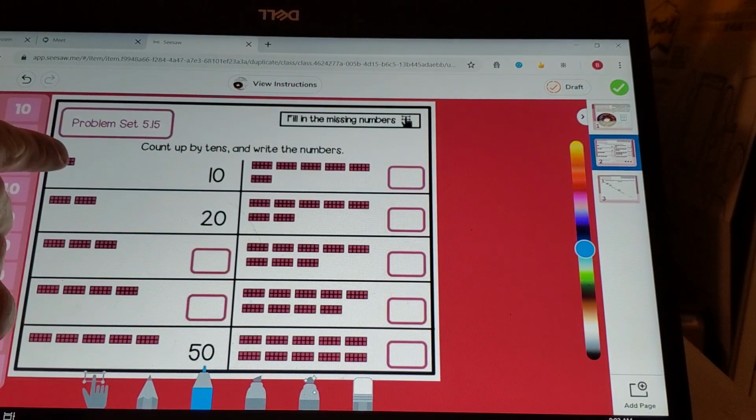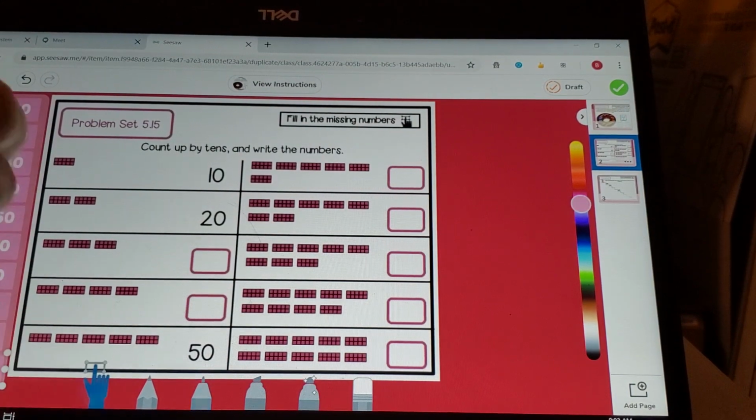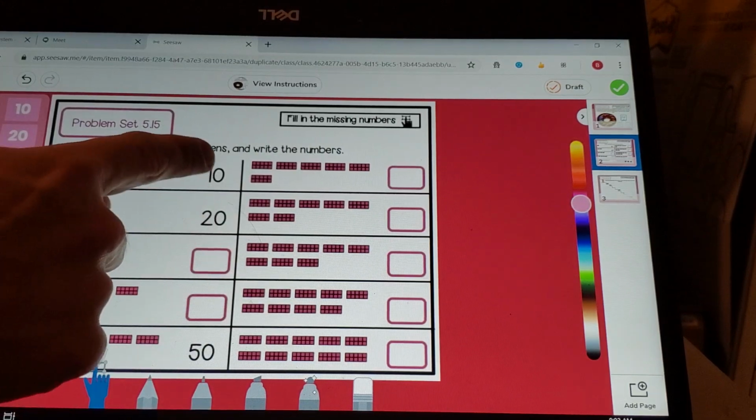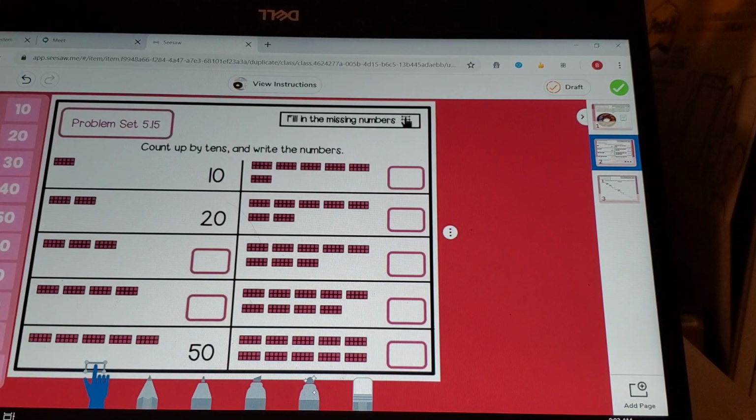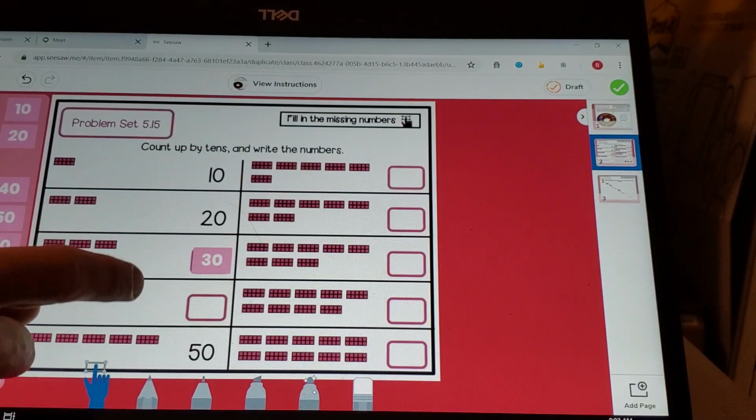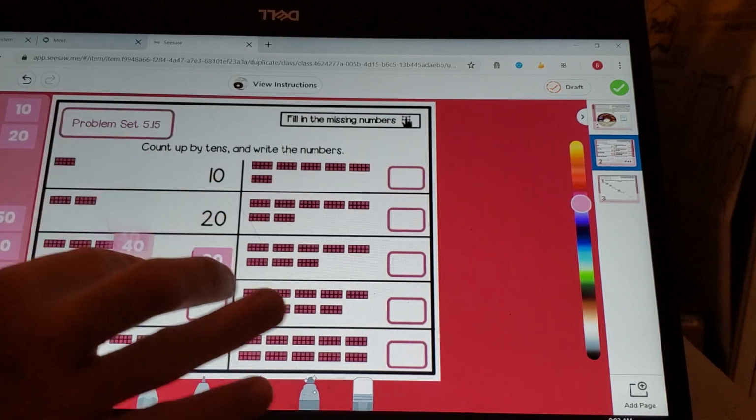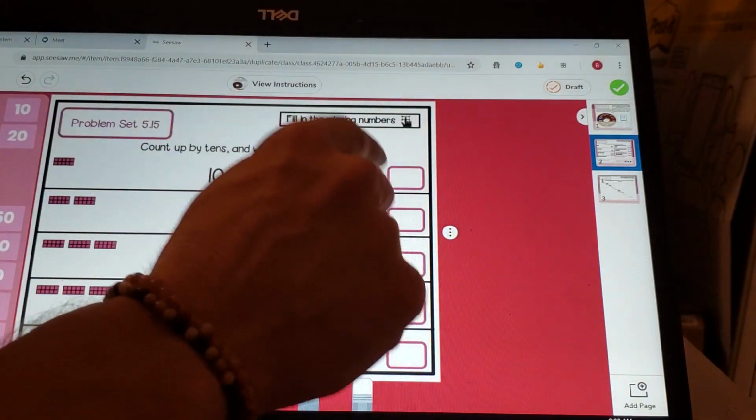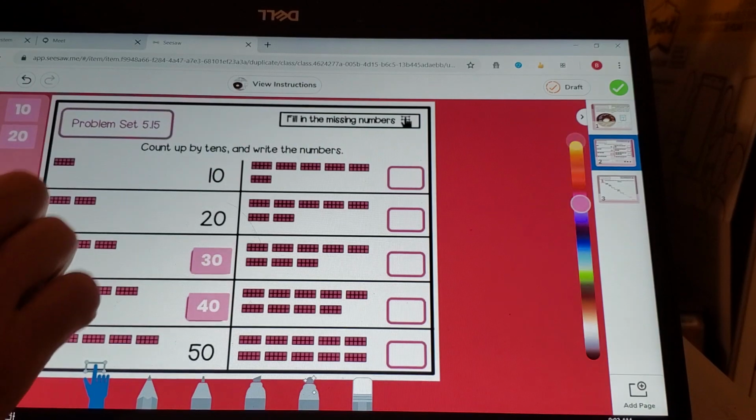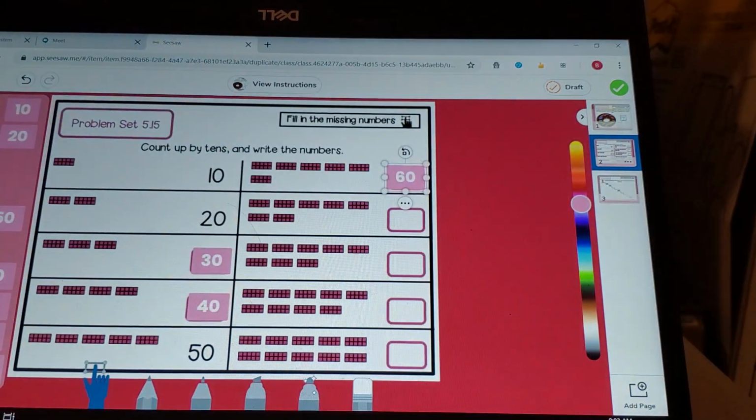Now take a look. They have given you some 10 frames, and they want you to use the move tool or your writing tool to write in the next number. So here I see one 10 frame, which is the number 10. Here I see 2 10 frames, which gives us 20. Looking here, I see 1, 2, 3 10 frames, which would give us our number 30. 1, 2, 3, 4 10 frames is 40. You're right. Now, 5 10 frames is 50. Now, 1, 2, 3, 4, 5, 6 10 frames shows me 6 sets of 10, which is your number 60.